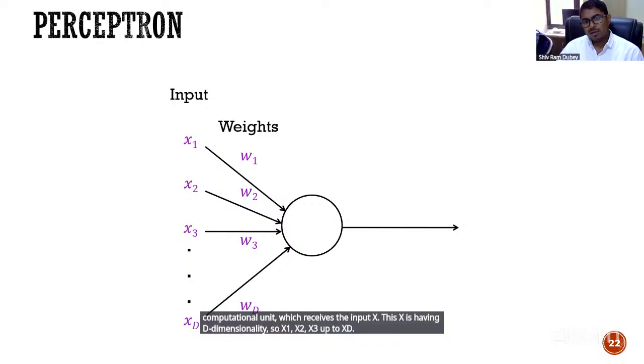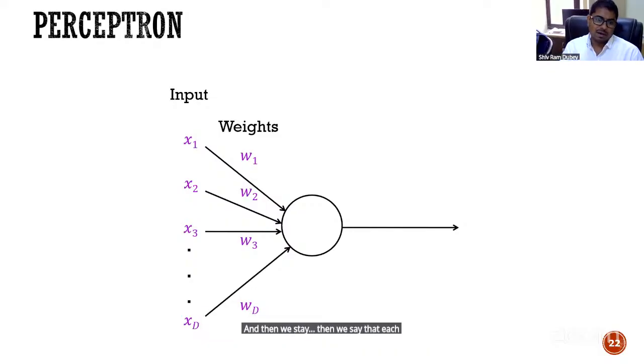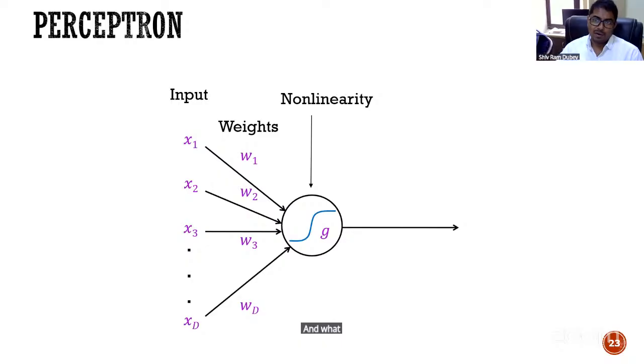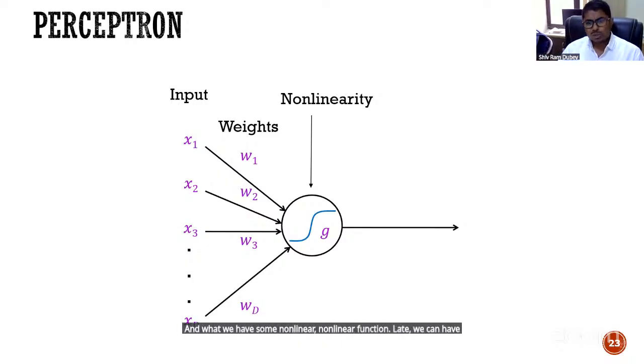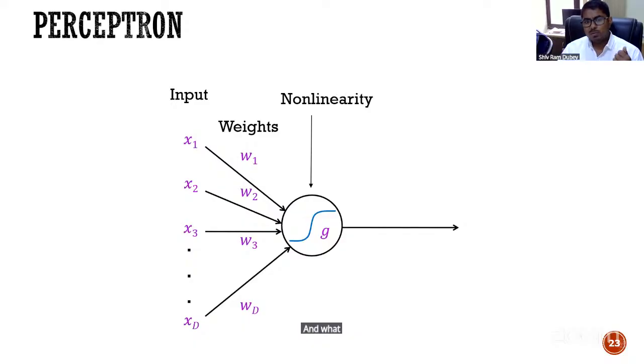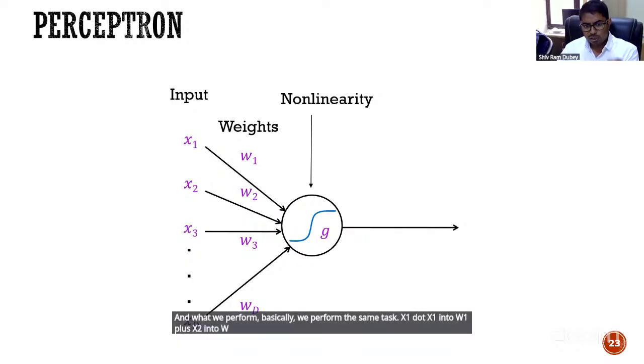And then we say that each of these connections has parameters or weights, which are represented as w1, w2, w3 up to wd. And we have some non-linear function, like the sine function or the sigmoid function; we can have any non-linear function on top of that. Basically, we perform the same task: x1 into w1 plus x2 into w2 plus x3 into w3, dot dot dot, plus xd into wd.